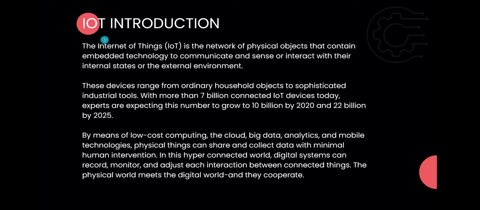Now the IoT introduction. The Internet of Things, IoT, is the network of physical objects that contain embedded technology to communicate and sense or interact with their internal states or the external environment. These devices range from ordinary household objects to sophisticated industrial tools, with more than 7 billion connected IoT devices today. Experts are expecting this number to grow to 10 billion by 2020 and 22 billion by 2025. By means of low cost computing, the cloud, big data analytics, and mobile technology, physical things can share and collect data with minimal human intervention. In this hyper-connected world, digital systems can record, monitor, and adjust each interaction between connected things. The physical world meets the digital world and they cooperate.